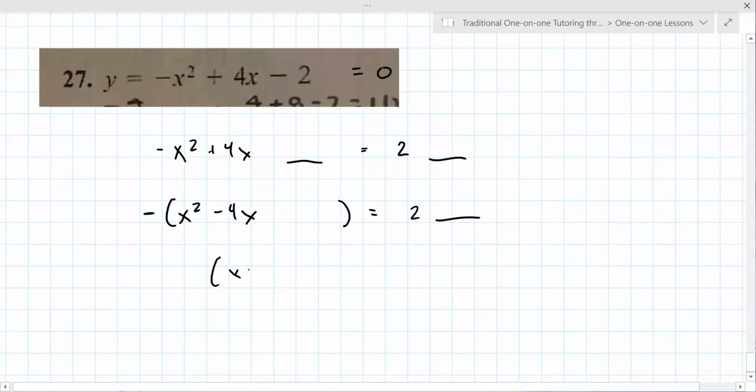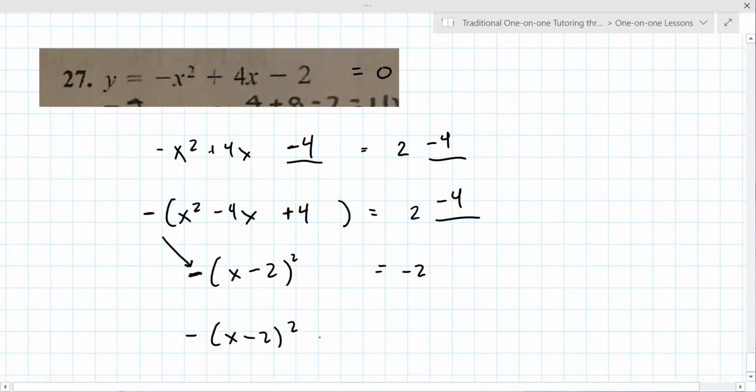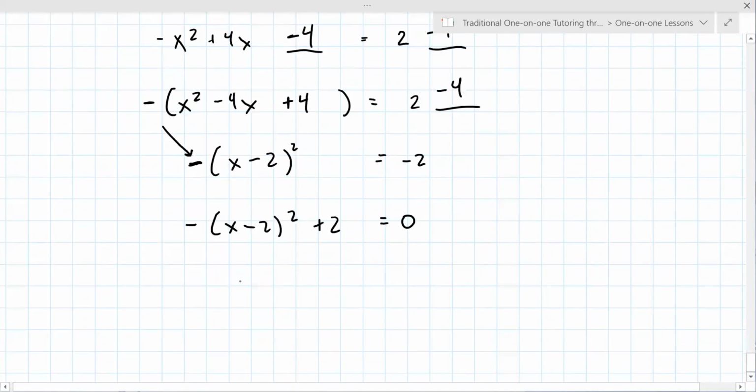And then you've been doing this step really well. You know to put x minus 2 squared. Bring the negative down, plus 4. But when you multiply the negative in, you get minus 4 up here. Minus 4, minus 4. So this equals minus 2. And then you bring it back over. Okay, so that's the vertex form. And then the vertex here is 2 comma 2.